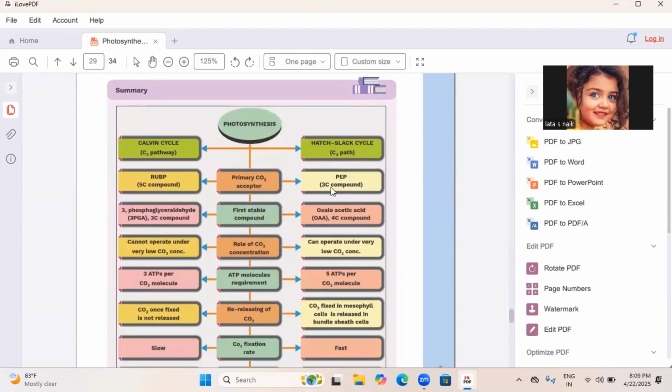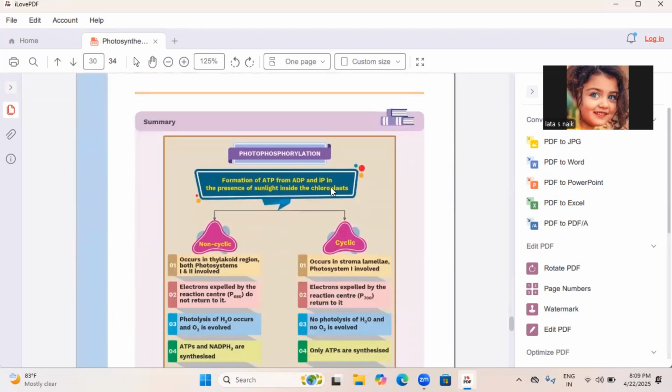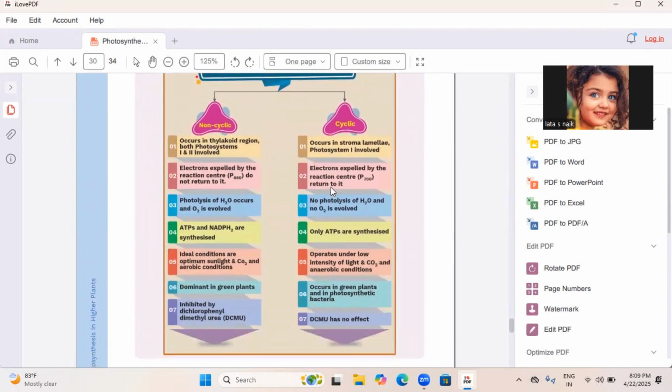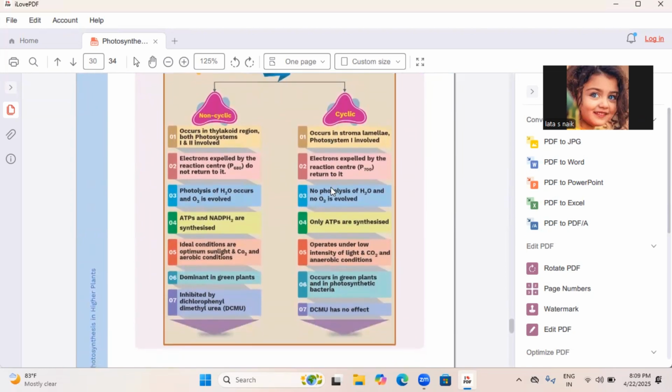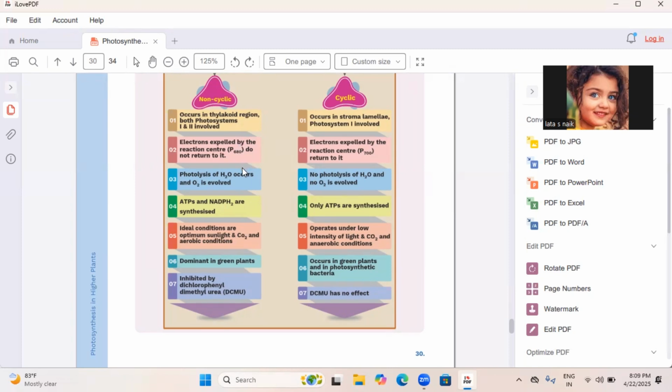Here comes the summary of the C3 and C4 pathway, formation of energy and different stable and unstable compounds, types of photophosphorylation. So you need to know the difference between cyclic and non-cyclic photophosphorylation. As we have already discussed, these are the key points which will help us differentiate between non-cyclic and cyclic photophosphorylation.